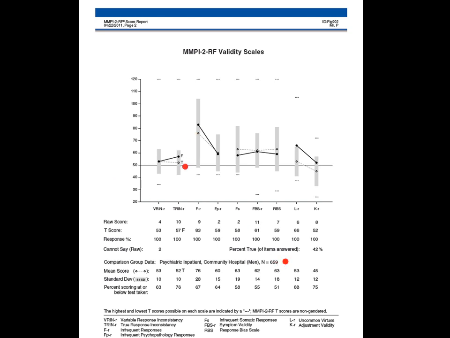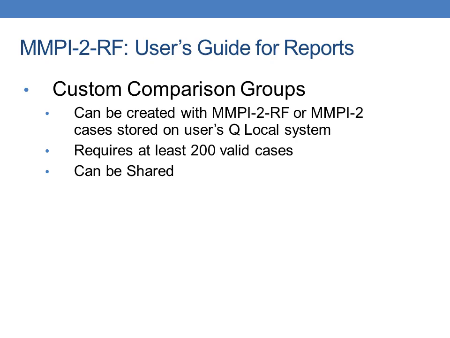Now, if we were to select one of those law enforcement candidate comparison groups, you're going to find that the mean is way down here, and so then this score looks really out of place. So it just provides a little context. You're still interpreting the profile that the client produced.